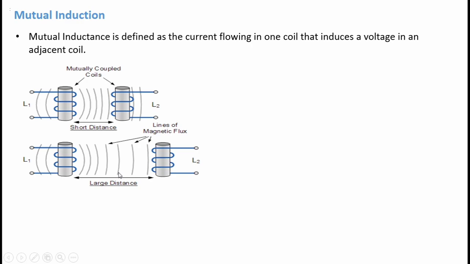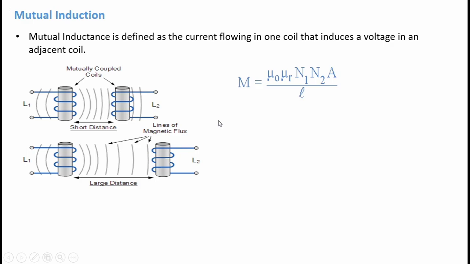The figure shows the mutual inductance, where there are two coils, coil L1 and coil L2, placed near one another. At that time the mutual inductance is produced, because of the first coil a voltage is developed across the other coil L2. These are the mutually coupled coils, and these are the lines of magnetic flux which are produced between these two coils. If the distance is large, then these lines of magnetic flux become wide.